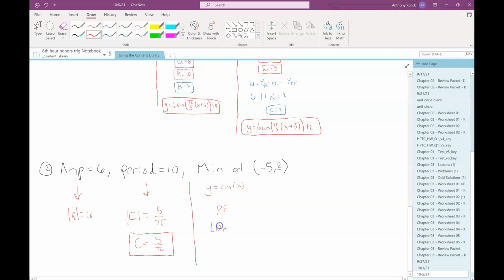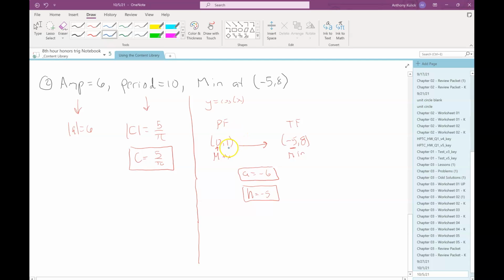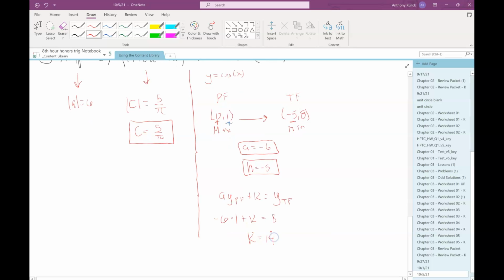So my preferred point for cosine is 0, 1, which is a maximum. And my transformed function point that I'm matching that up with is negative 5, 8, which is a minimum. Because we're going max to min, I know that the A needs to be negative. Because the x-coordinate of my parent function is 0, the h is the x-coordinate for my transformed function. And then to find k, notice that the y-coordinate on the parent function isn't 0. So I have to solve for this algebraically. So negative 6 times 1 plus k is equal to 8. So k needs to be 14.